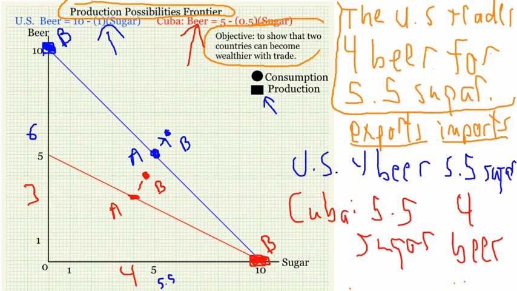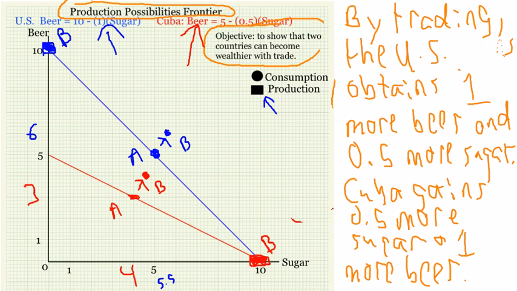And just like the U.S., Cuba was able to gain more beer and more sugar merely by trading with another country. By engaging in trade, both the U.S. and Cuba are able to get 1 more beer than they could before and 0.5 more sugar than they could before. Now this whole thing, this model, is a thought experiment. It's a model. And this model assumes that beer and sugar are the only things that the country produces, so they get more of everything.